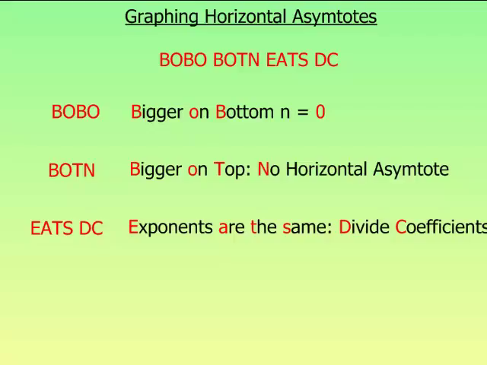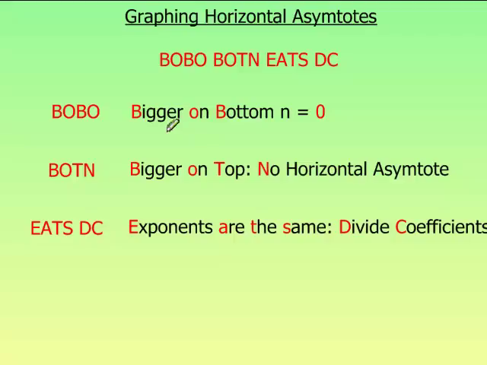So if you remember, Bobo Botan eats DC, eats DC. This is how we find the horizontal asymptotes easily, easily. And if you repeat Bobo Botan eats DC to, I guess that's Frere Jacques, it becomes easier. So here's what it means.